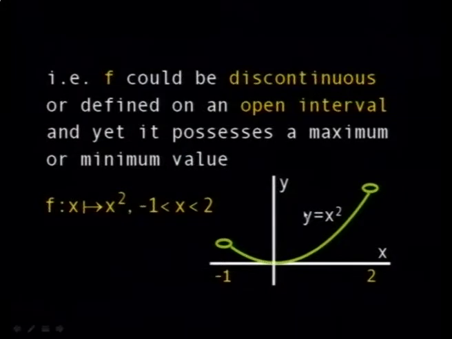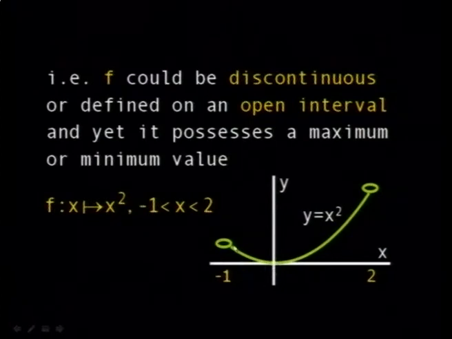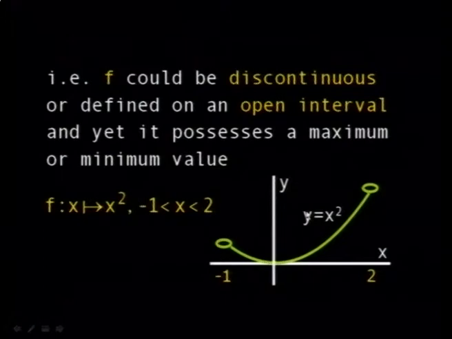For example, this function here, y equals x squared, which is defined on the open interval from -1 to 2, has a global minimum at the point x equals 0, and yet it is not defined on a closed interval. On the contrary, it is defined on an open interval.